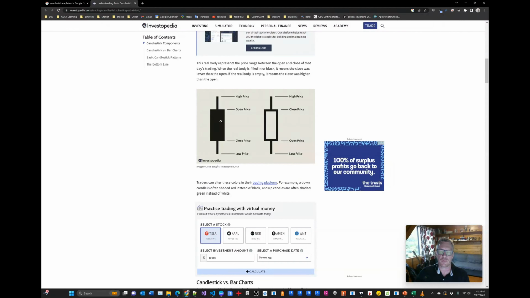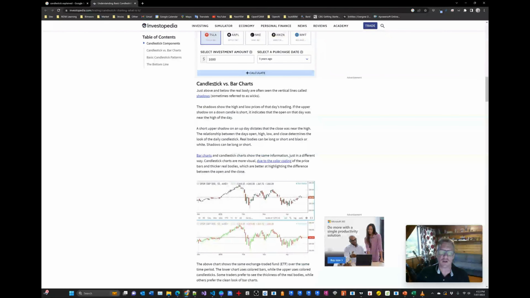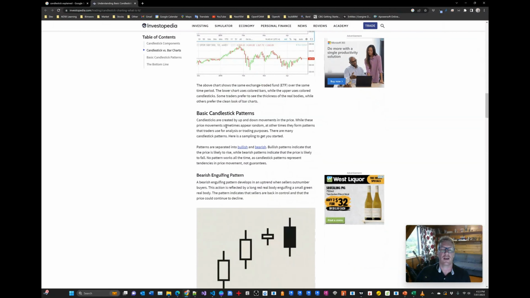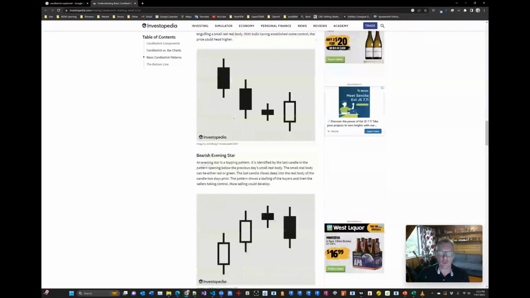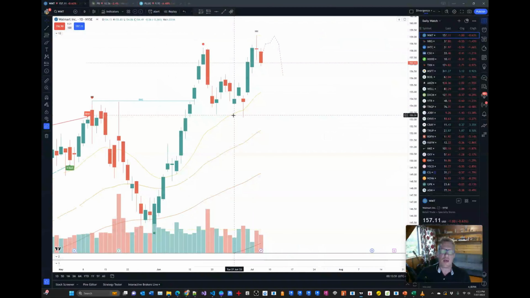So you can see the black body here. The open is higher than the close, indicating to us that this is bearish. And on the bullish, we can see the close is higher than the open, indicating again that this is bullish. There is additional content here on bar charts, candlestick patterns, and so forth, but we're going to cover all of that in future tutorials.